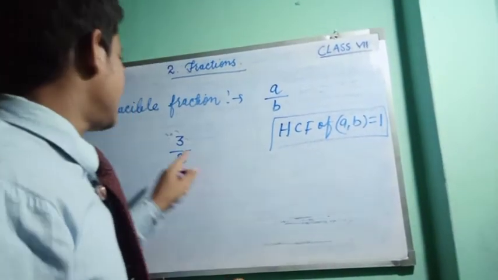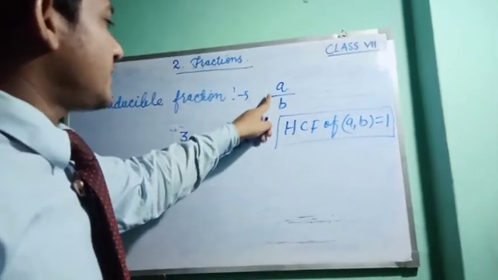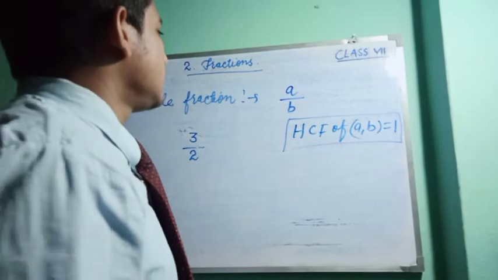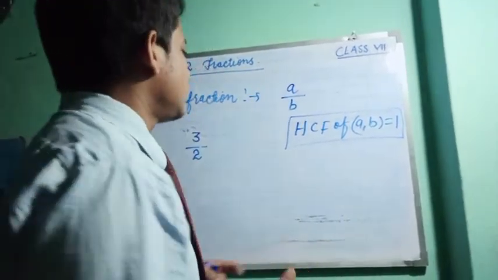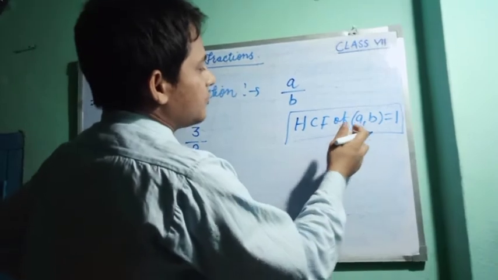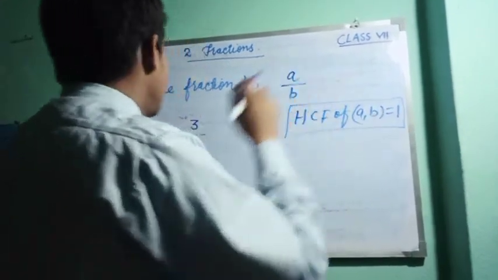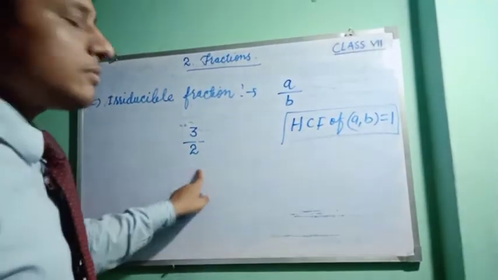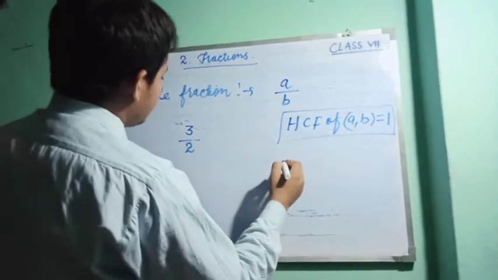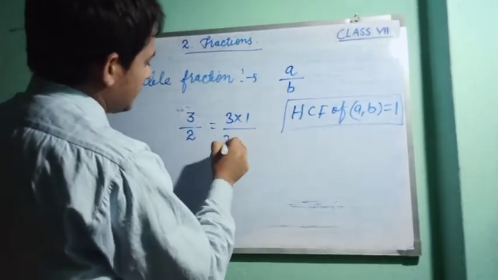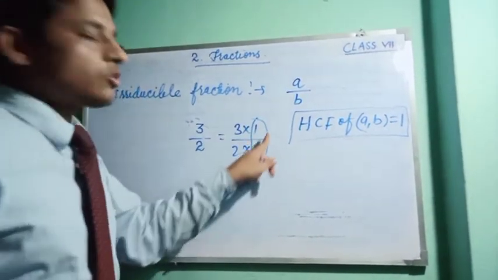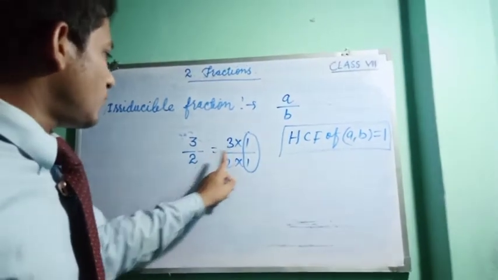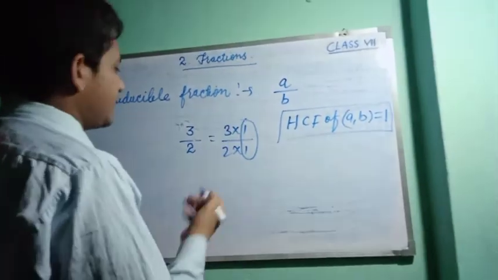A fraction a by b whose HCF of a and b is equal to 1 is called an irreducible fraction, also known as a lowest terms fraction. Example, 3 by 2. 3 by 2 is an irreducible fraction, or lowest terms fraction, because the HCF of 3 and 2 is 1. 3 can be written as 3 multiplied by 1, and 2 as 2 multiplied by 1, so 1 is the common factor of both numbers. So the HCF of 3 and 2 is 1, and this is an irreducible or lowest terms fraction.